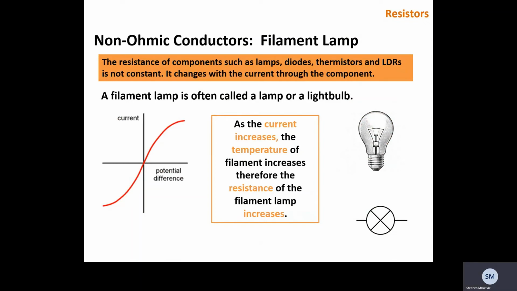The resistance of components such as lamps, diodes, thermistors, and LDRs are not constants. It changes with the current through the component. In a filament lamp, as the current increases, the temperature increases, so the resistance increases, which means we initially get this fairly proportional increase in current until we get a nonlinear relationship. This nonlinear relationship means that even though there's a much more potential difference, the current is not able to keep on increasing at the same rate because resistance has increased.